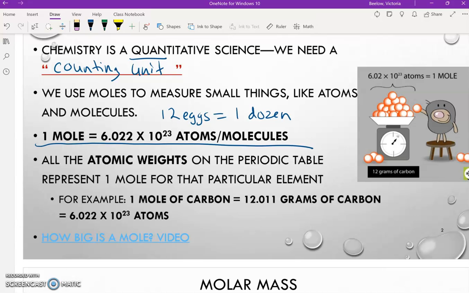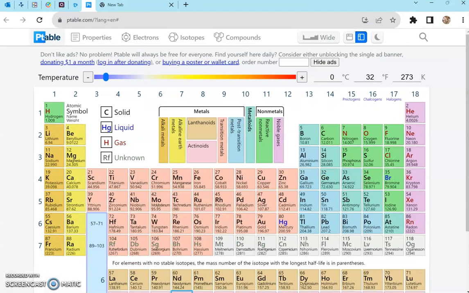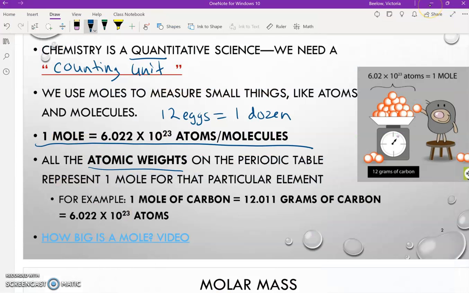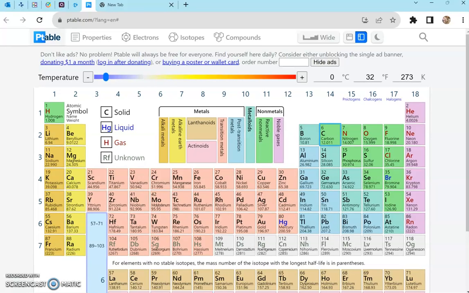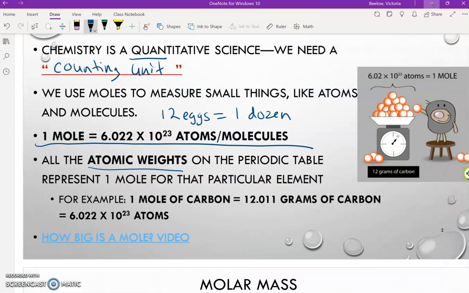The atomic weights on the periodic table, those decimal numbers, so for example, hydrogen is 1.008, that is not only the average atomic weight of all the isotopes for that element, it is also the molar mass. So I'm actually going to use carbon as an example. Carbon has a molar mass of 12.011. So if you have 1 mole of carbon, that's the same as saying you have 12 grams of carbon, and you would know exactly how many atoms of carbon you had.